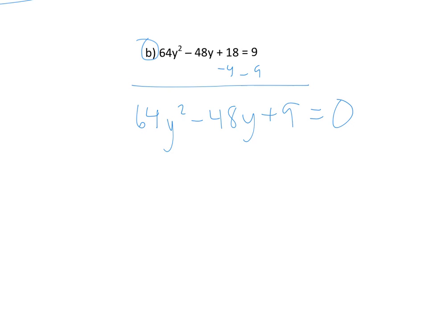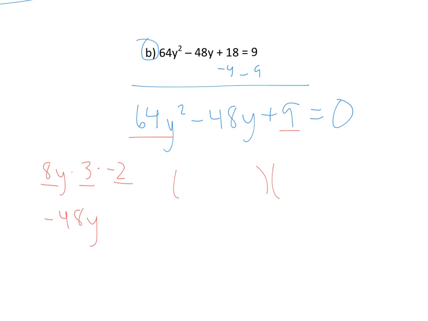Now, I know I can easily take the square root of 64y squared and 9, so let's check and see if this is a perfect square trinomial. Square root of my first term is 8y, square root of my last term is 3, and then since my middle term is negative, that times negative 2, if that equals negative 48y, we have a perfect square trinomial. So 8y times 3 is 24y, times negative 2 is negative 48y, so this is one.